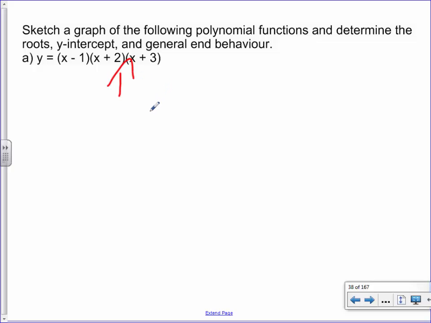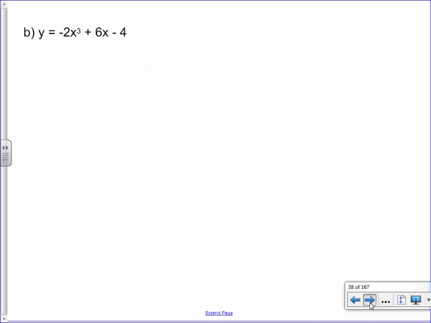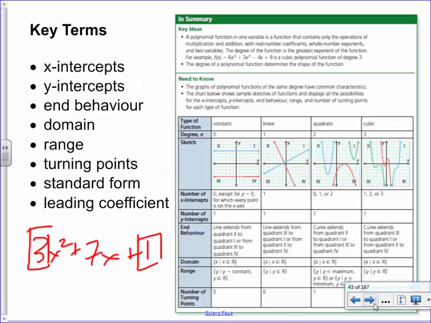Is this equation right here in standard form? No. To get it into standard form, you could do a whole bunch of foiling, which maybe isn't all that enjoyable, but you might be asked to put something into standard form. And what else do I got here? Oh, leading coefficients, of course.